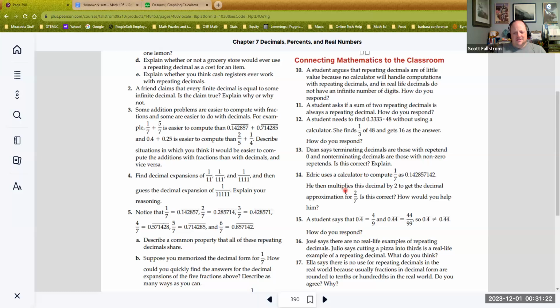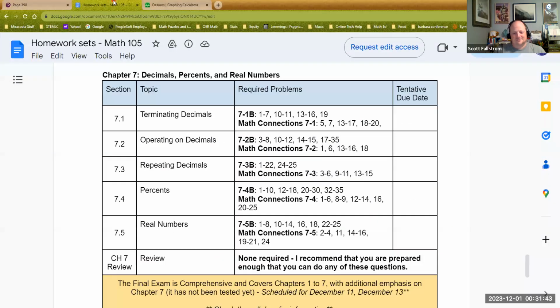And lastly, student says 0.4 repeating is 4/9 and 0.44 repeating is 44 over 99. So therefore, these can't be the same because, as you noticed, if they were the same, they would have the same fraction. How would you respond to a student who has done something like that? All right. So that takes us up to number 15, and that should take care of this for tonight.